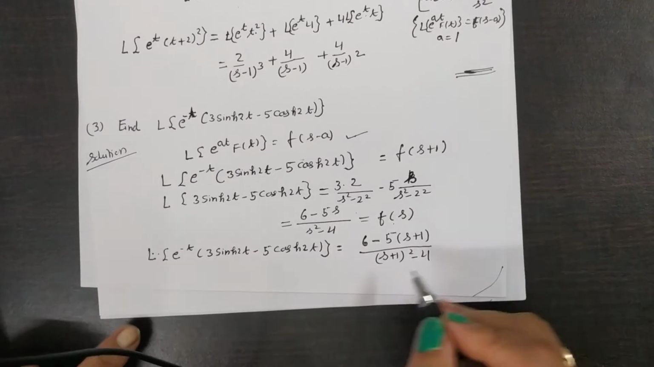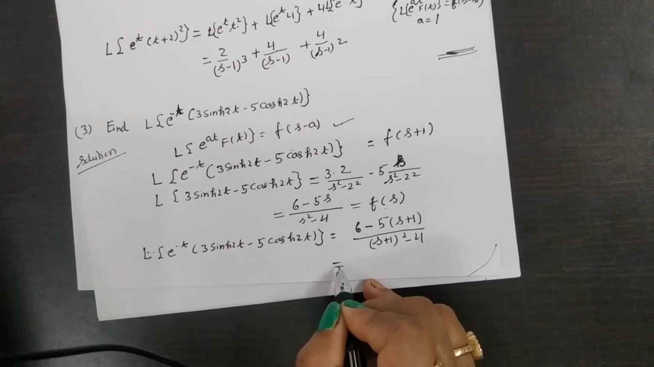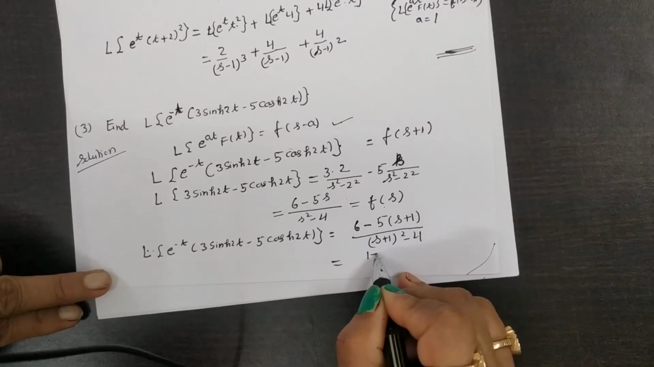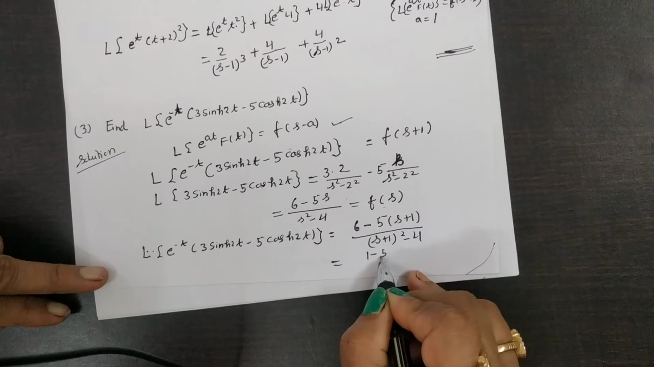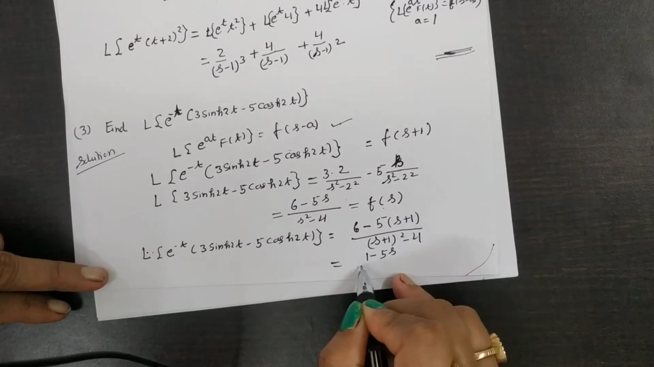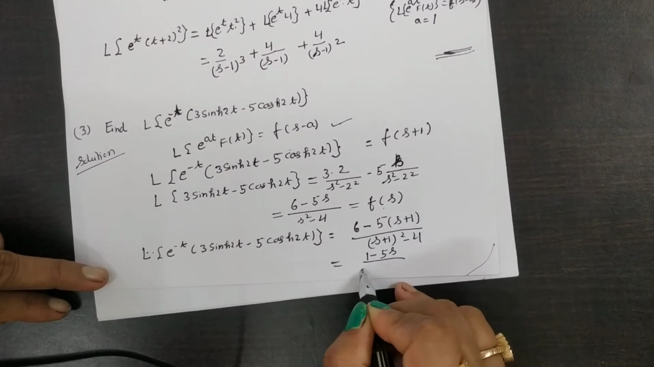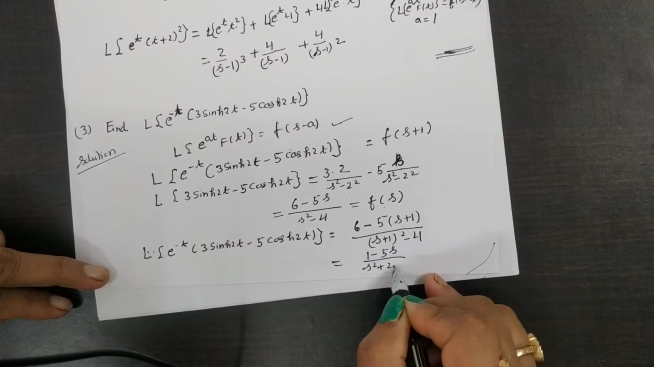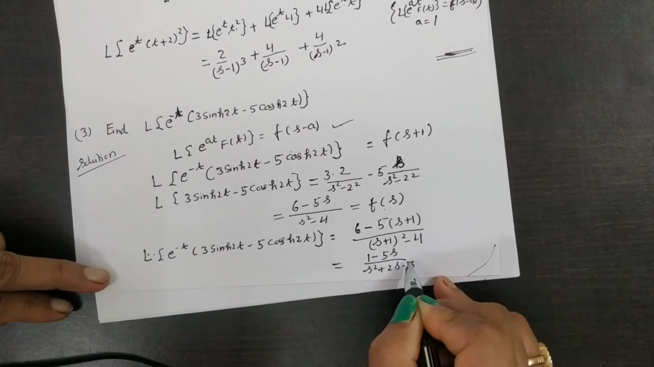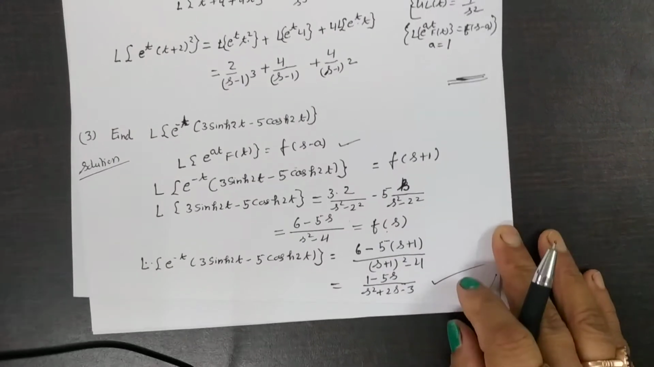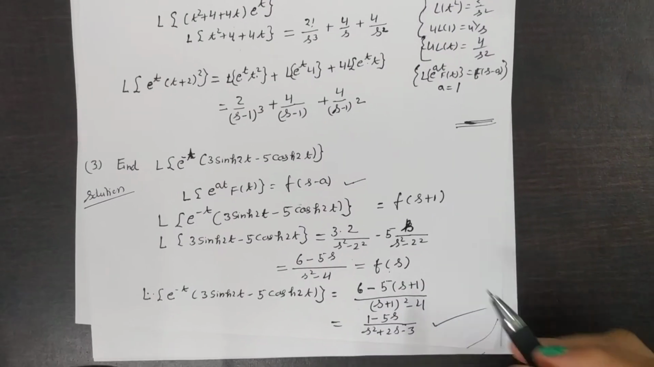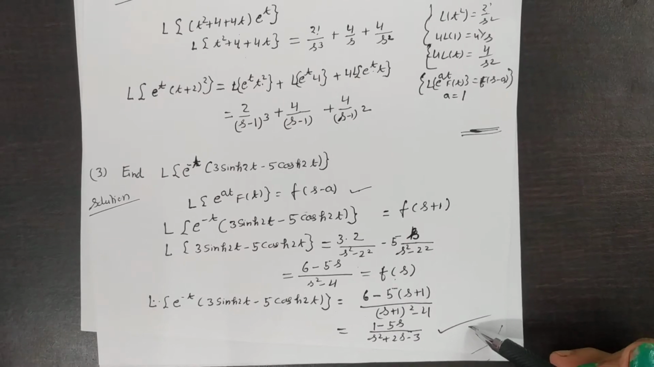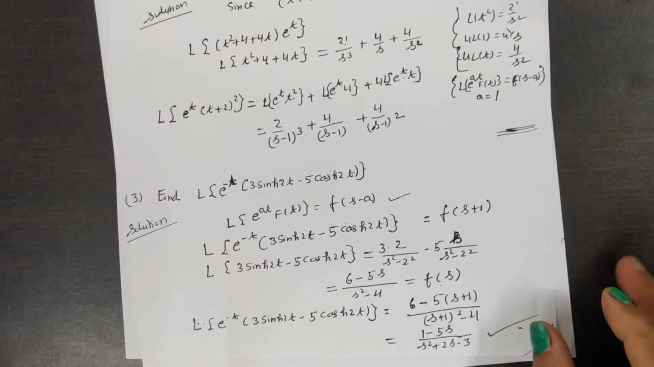You can solve it, and you get the result equal to 1 minus 5s divided by s square plus 2s minus 3. This is the result. Very simple, because if you apply the shifting property then you can easily get the result.